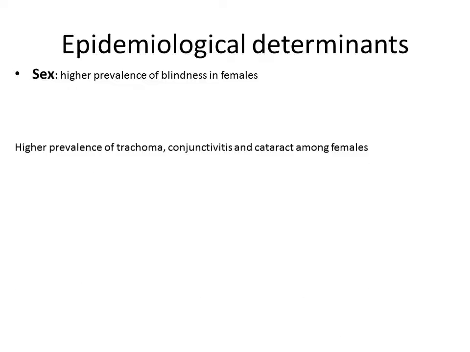Other risk factors: sex. We have seen that there is a higher prevalence of blindness in females. This is because of higher prevalence of trachoma, conjunctivitis and cataract among females.